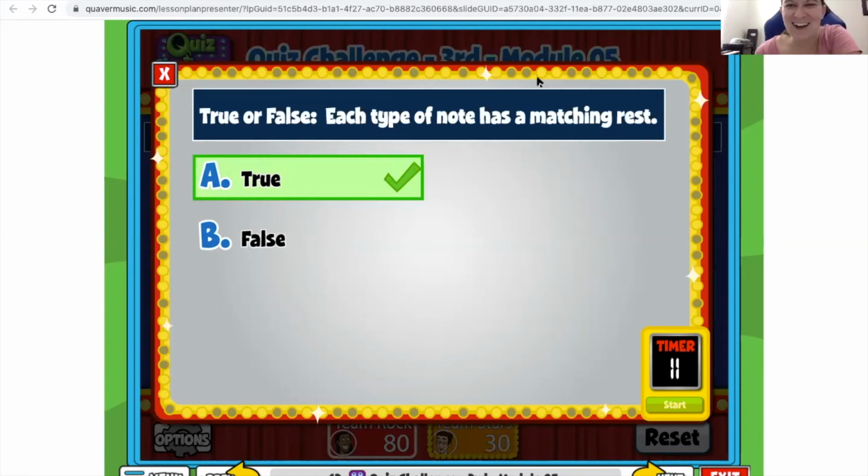Nice job. All right, friends, we have one more activity for today in music class. So give yourself a little stretch break and I will see you in a moment.